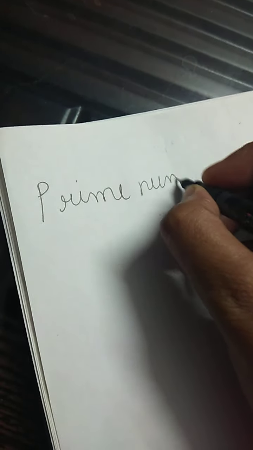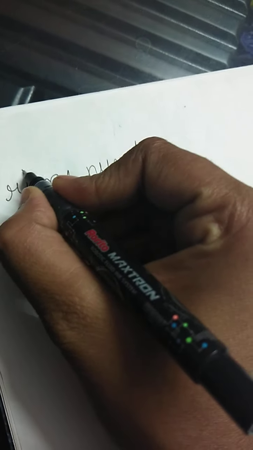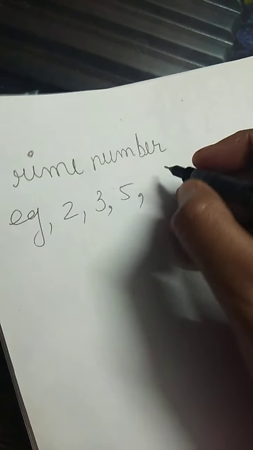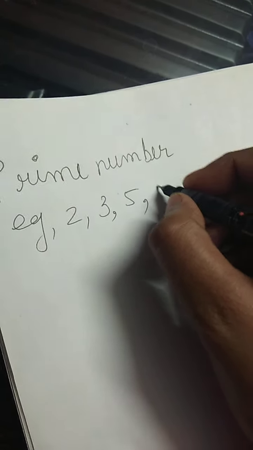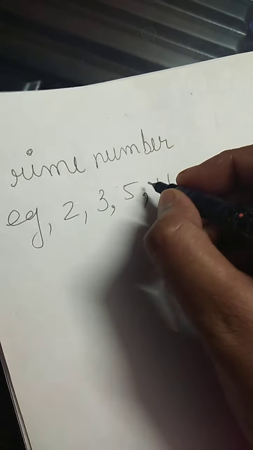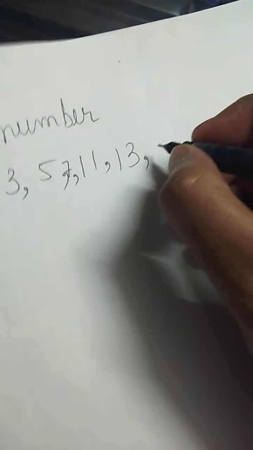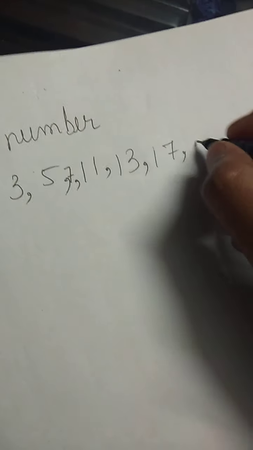Class, you have already studied about prime numbers. Examples of prime numbers are 2, 3, 5, 7, 11, 13, 17, 19, etc.